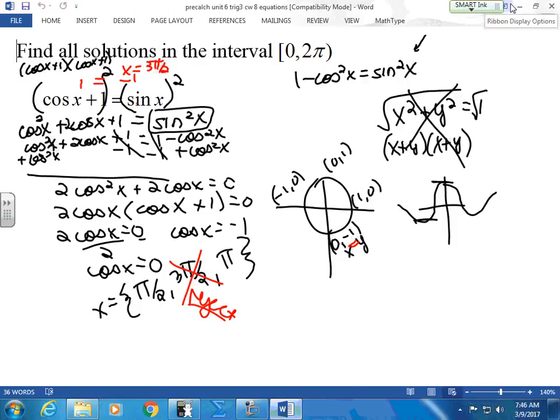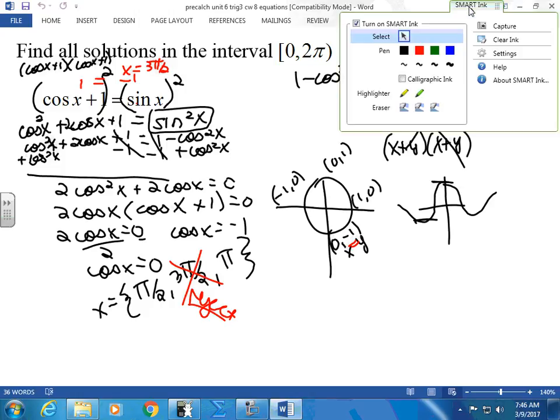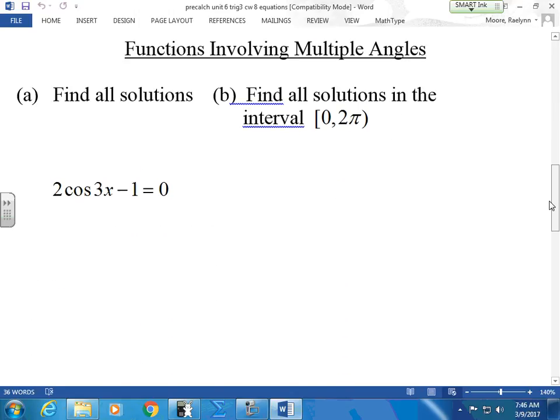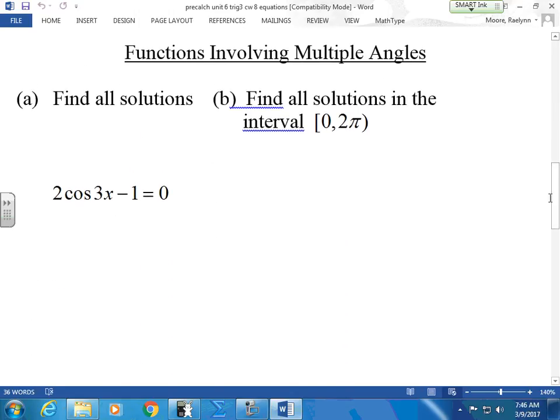Okay. So just a little thing to throw you off just a little. Now, here's the big one. Multiple angles.